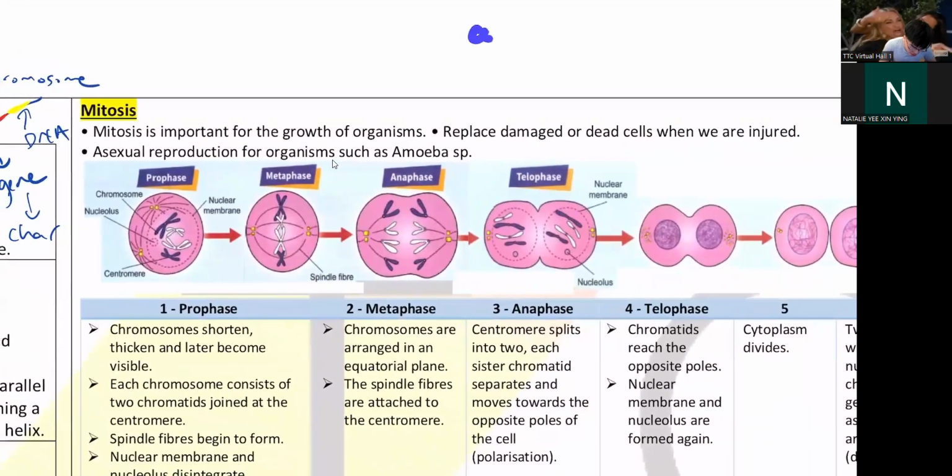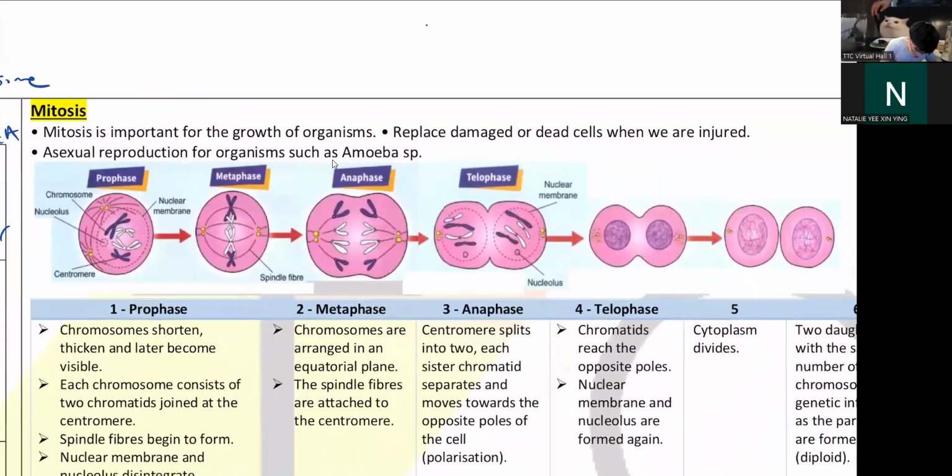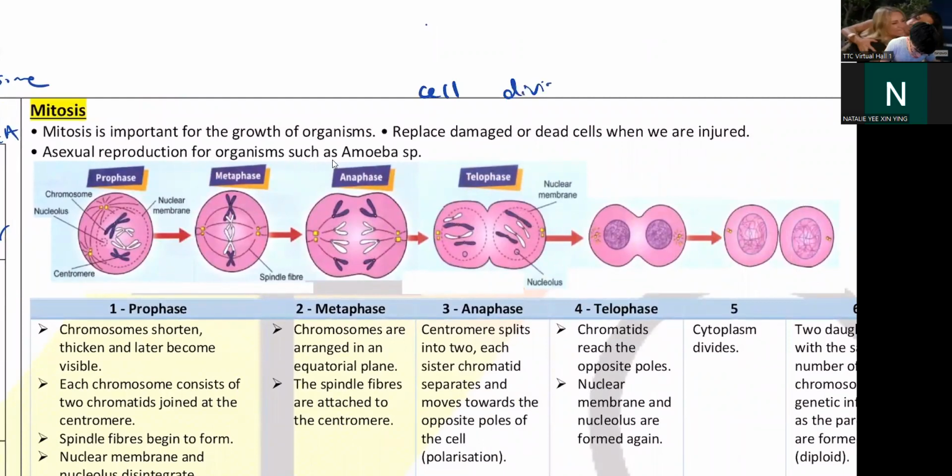So this is what we call cell division. If you want, you can write it down. Why is my iPad acting weird here? So, cell division. It's very important. Not really. The important one is the crossing over. That is more important. So cell division is mitosis and meiosis.